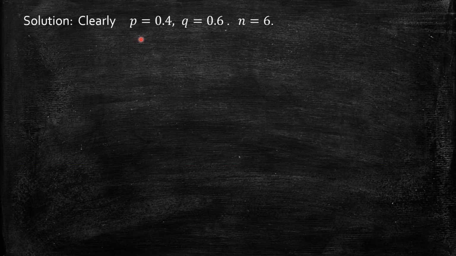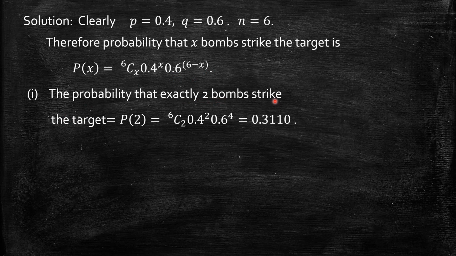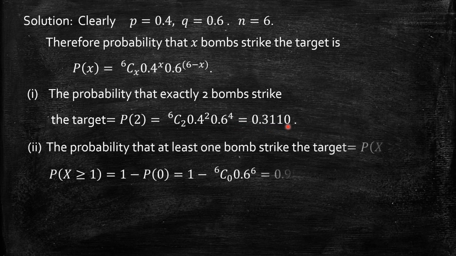So clearly here p is 0.4, q is 0.6, n is 6. So the probability that x bombs strike the target is p of x equal to 6Cx 0.4 power x into 0.6 power 6 minus x. The first problem, that exactly 2 bombs strike, the probability is nothing but p of 2. Substituting x equal to 2 over here, we get 6C2 0.4 square into 0.6 power 6 minus 2, which is 4. Calculating, we get 0.3110.